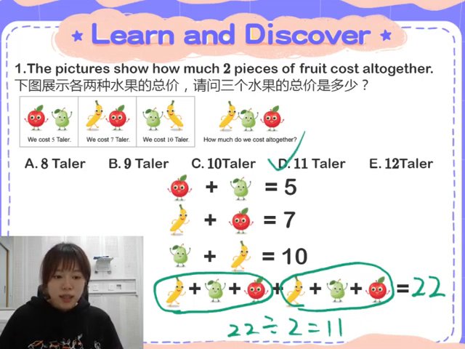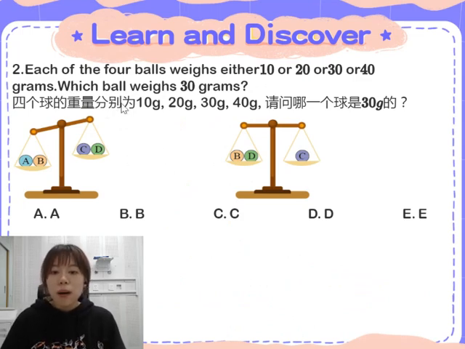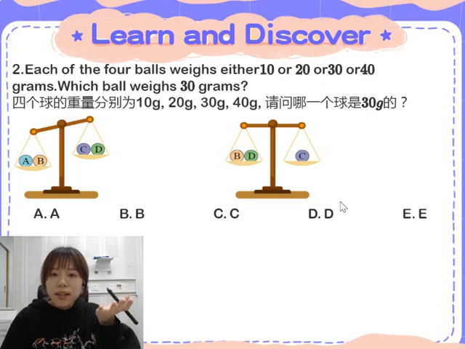What about the next one? So each of the 4 balls weighs either 10 or 20 or 30 or 40 grams. Which ball weighs 30 grams? So here we see a tool which is a balance scale. Have you seen this in your daily life? Do you know how we tell which side is heavier, which side is lighter? Yes, the lower side is heavier. The lighter one is on top.